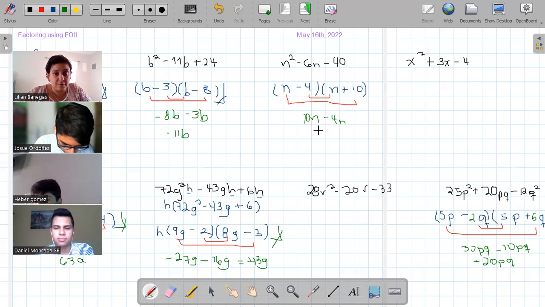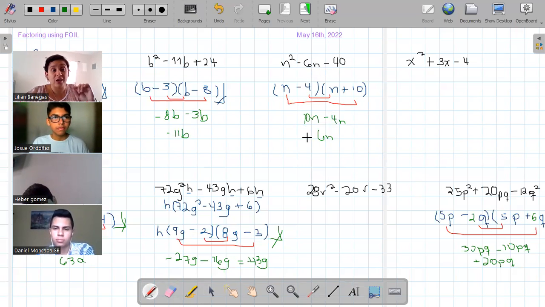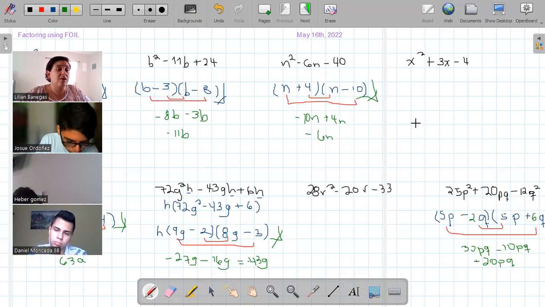Positive 6n. Do I have a positive 6n in the middle? We have negative. So it is exactly the number that I need, but with the opposite sign. Since this is negative and this is positive, I'm going to switch up the signs, okay? Now I'm going to make this positive and this negative. And again, we're going to multiply. n times -10, -10n. 4 times n, positive 4n. So -10n plus 4n, -6n. Now it is correct, and that is my final answer.